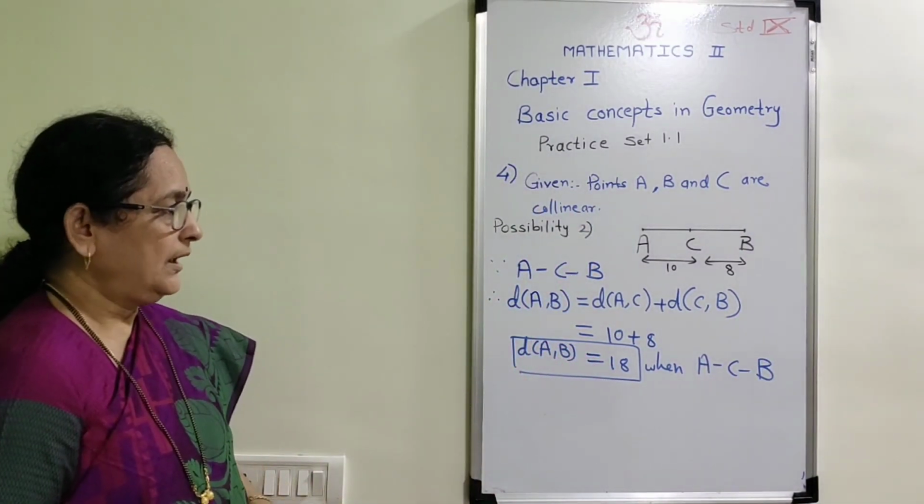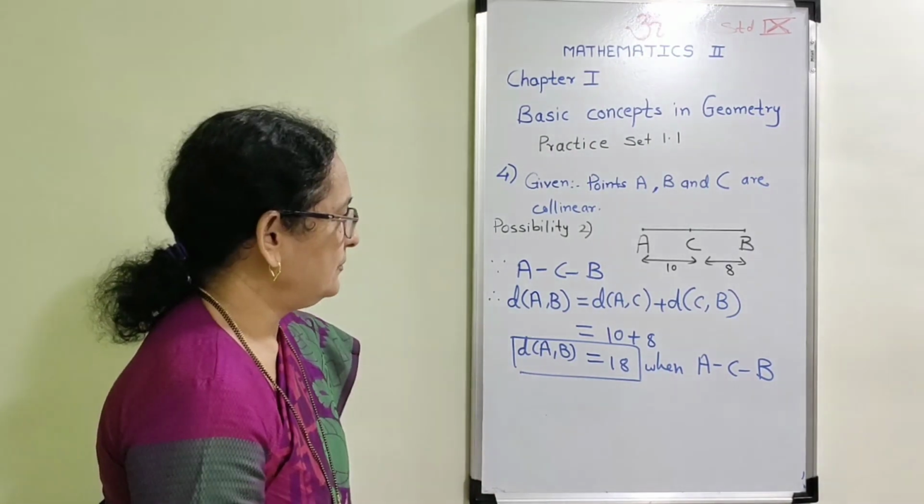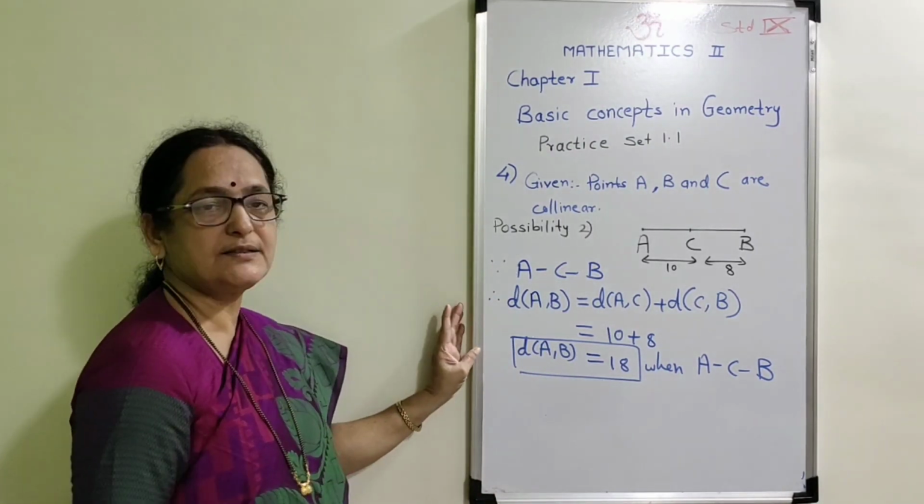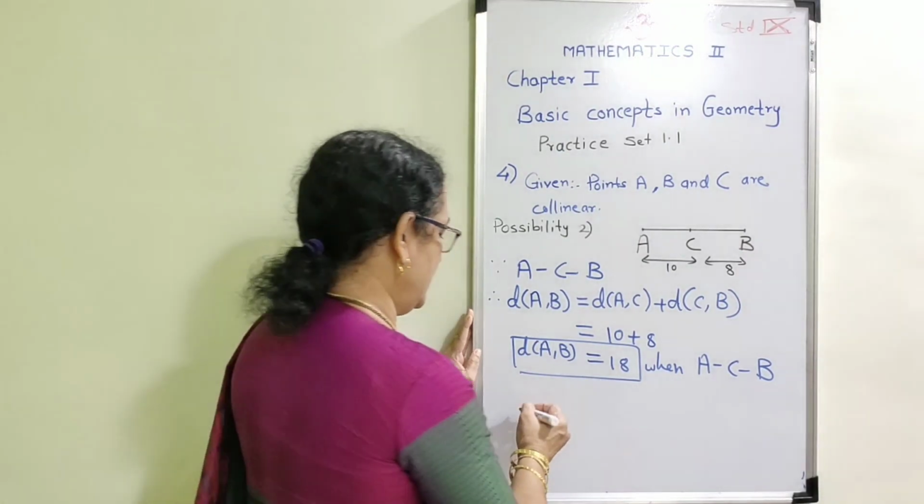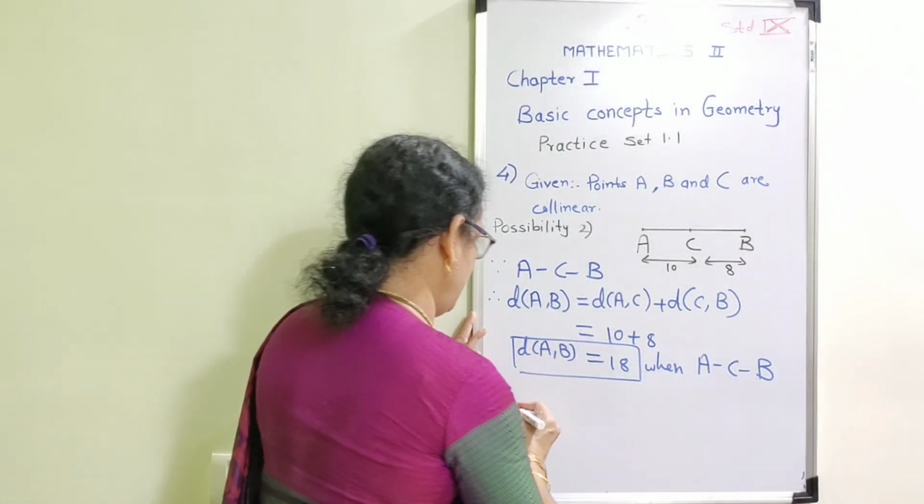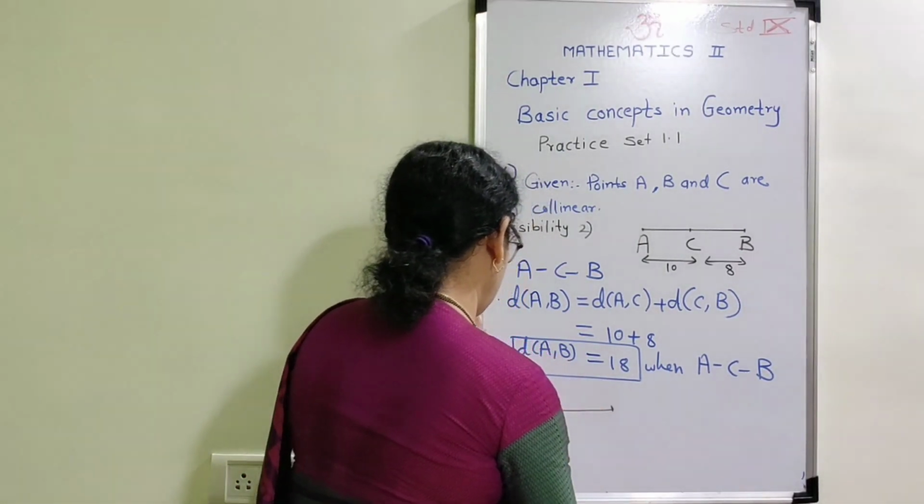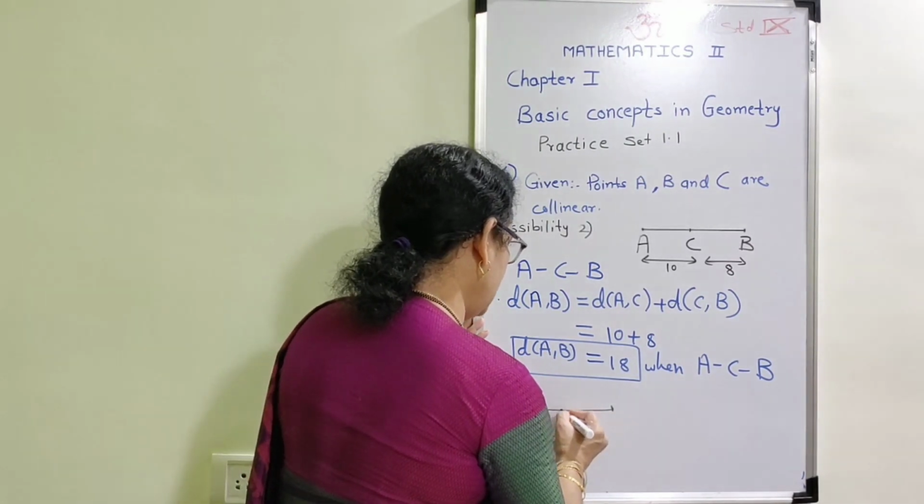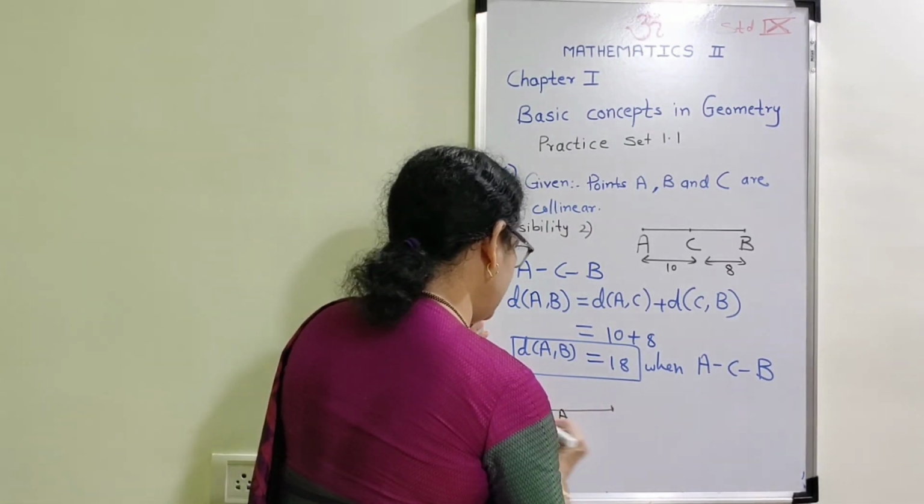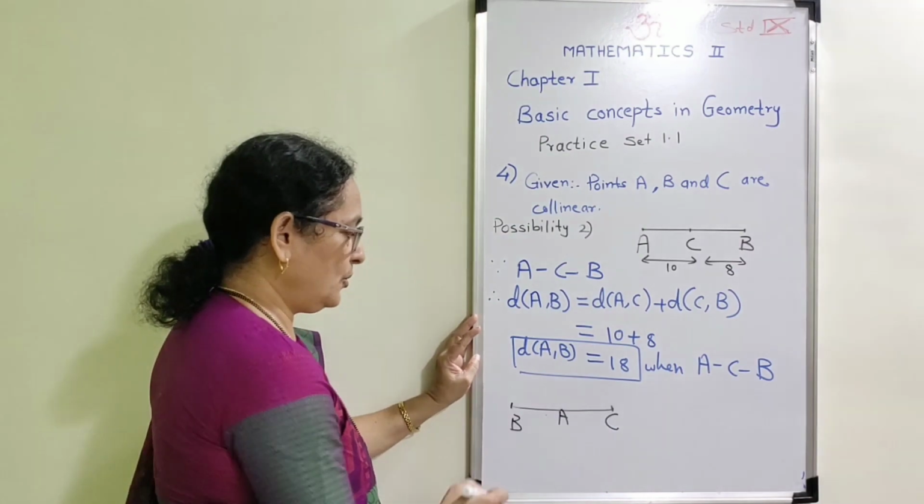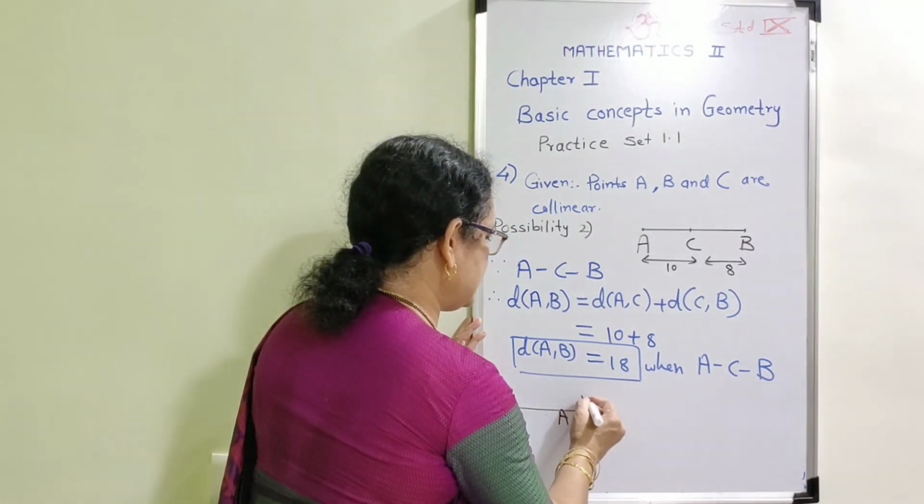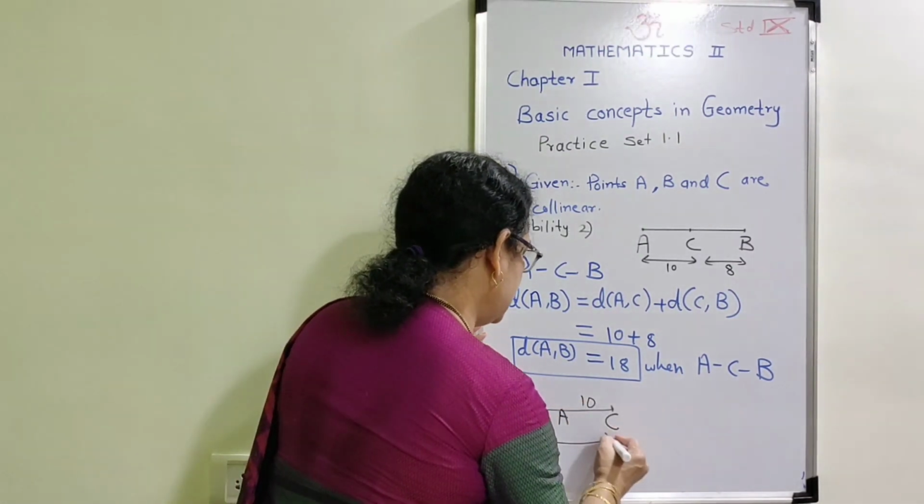Now I will explain why we have not discussed the third possibility. Why is it not possible? Now observe the given line. Suppose I have taken A in between the points B and C. I know that distance AC is 10 and distance BC is 8.